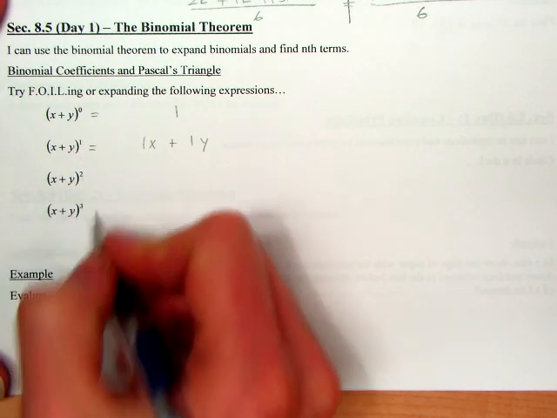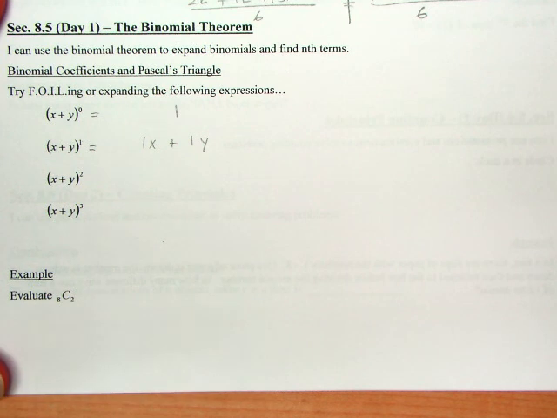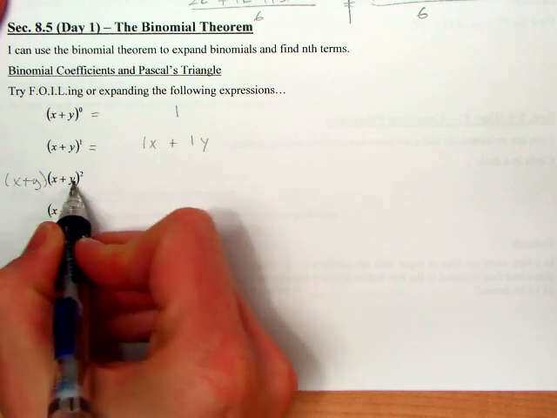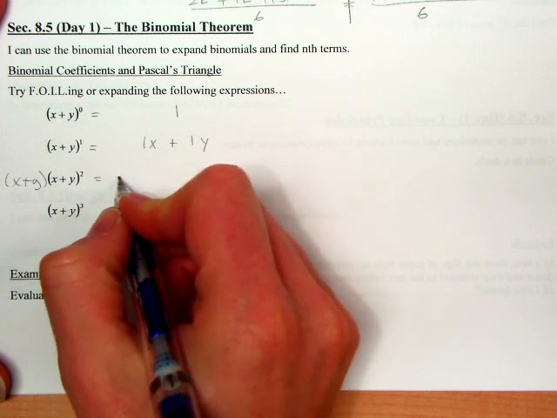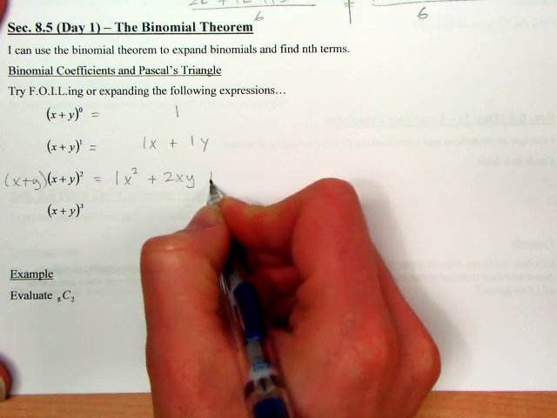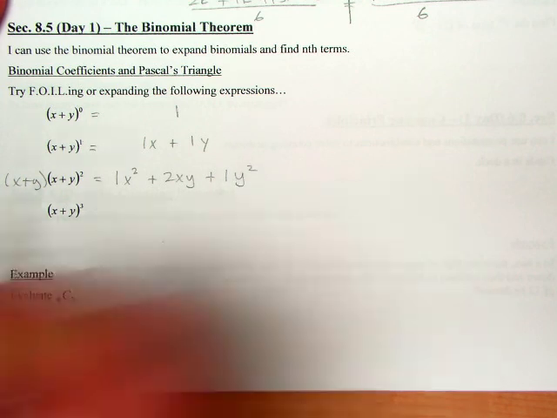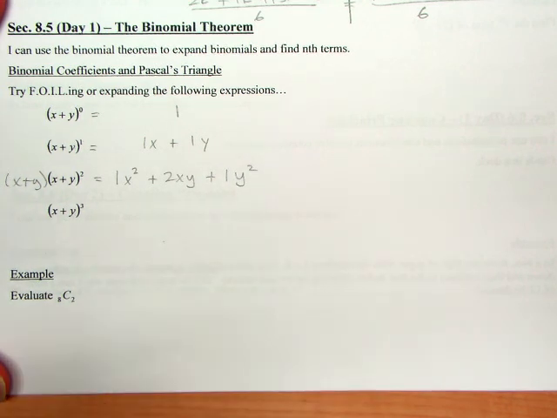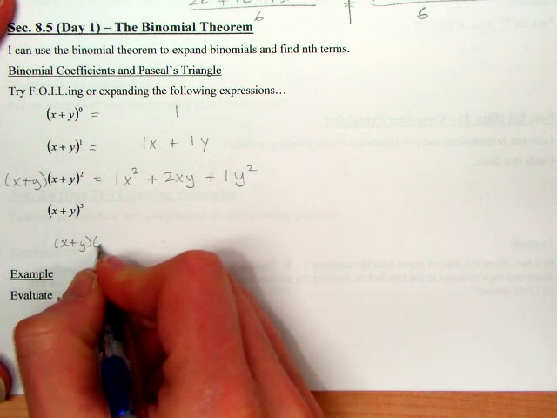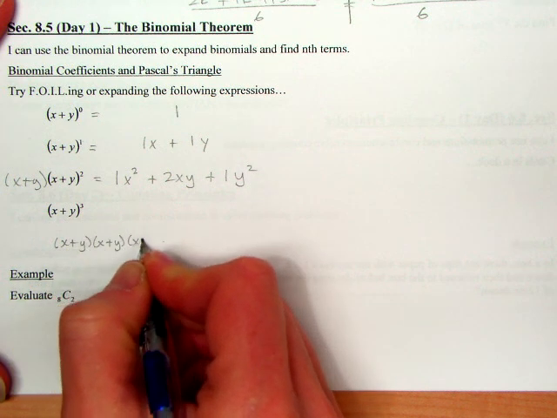(x + y)^2, you would write them twice and then foil them out. So you'd have an x plus y and an x plus y, and then you would foil. So you would end up with an x squared, two xy's, and a y squared. When you do this to the third power, I'm just going to write it down here: x plus y, x plus y, x plus y. There are three of them.